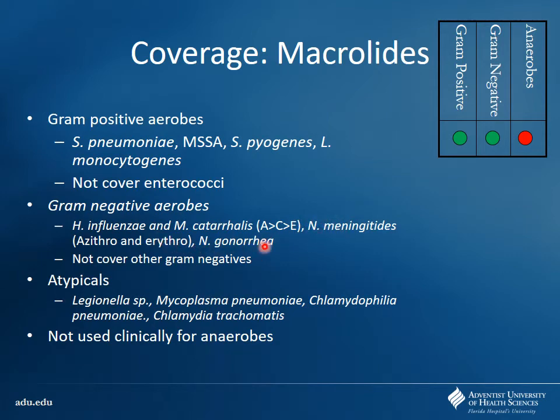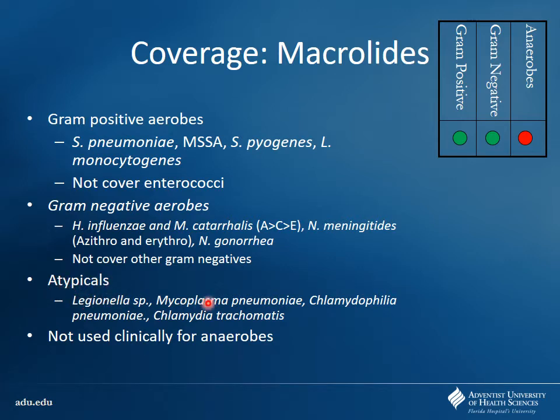Neisseria, Neisseria gonorrhea, Neisseria meningitis, things like that. Doesn't really cover a lot of other gram-negatives, so again, a lot of respiratory tract infections get covered with these macrolides. The other really big thing that we are interested in here is going to be these atypical pneumonias, or atypical bugs that we can cover here.